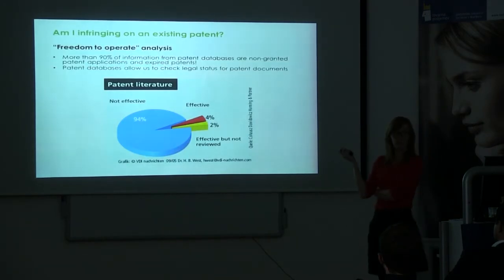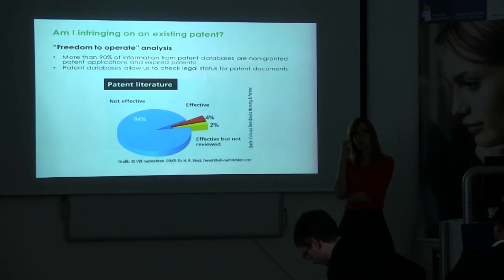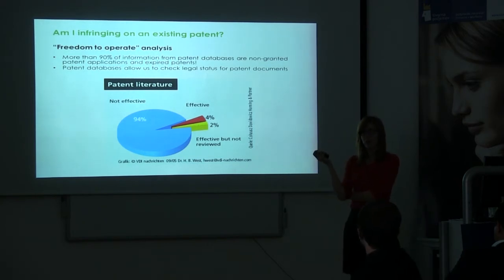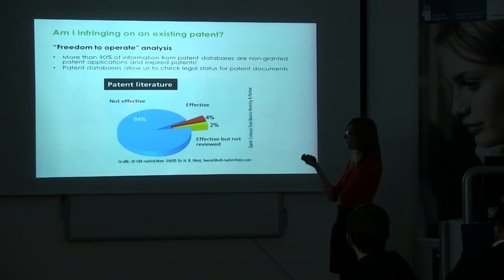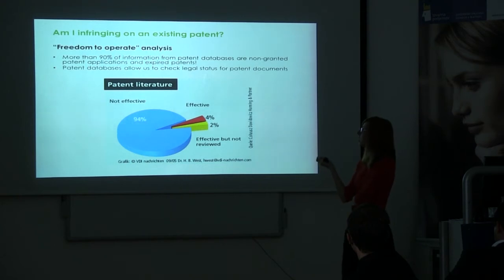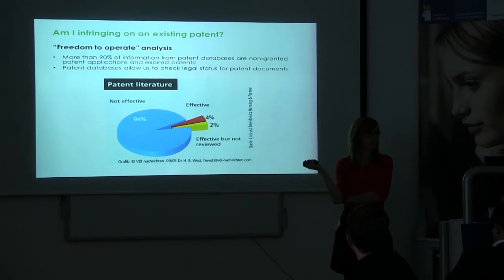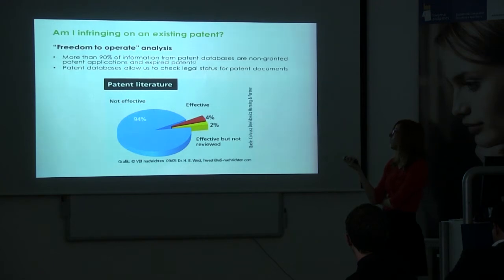Another important question when you want to enter the market, because you can do R&D on patented solutions. It's an exception. You can do research. You just can't commercialize it if either the patent isn't valid or you don't have a valid license. So am I infringing on an existing patent? That's called freedom to operate analysis. Because if you are not infringing, you have freedom to operate. This doesn't concern whether you are going to protect your invention or not. It just has to do with whether you can sell it without being sued.